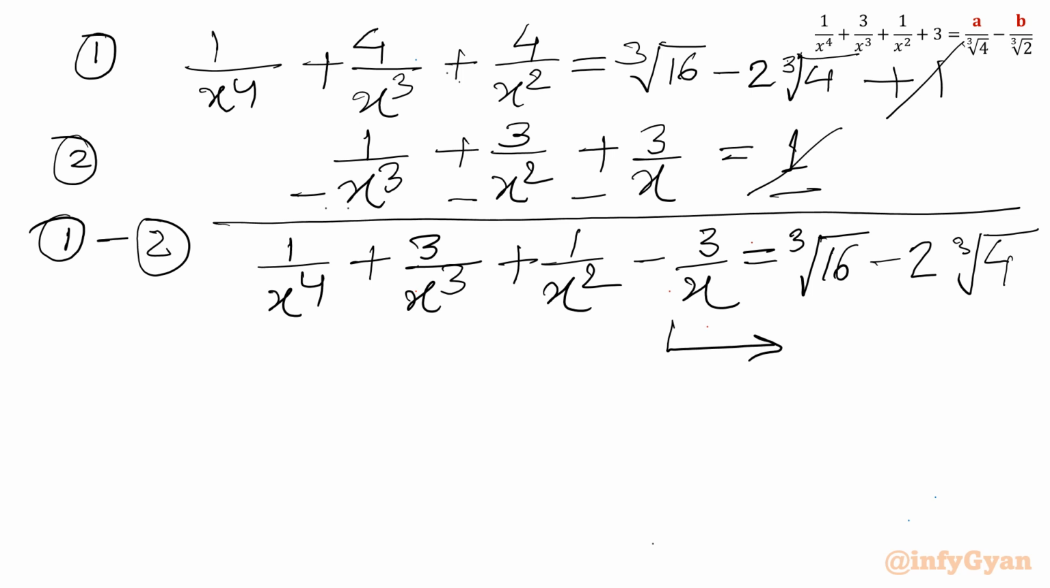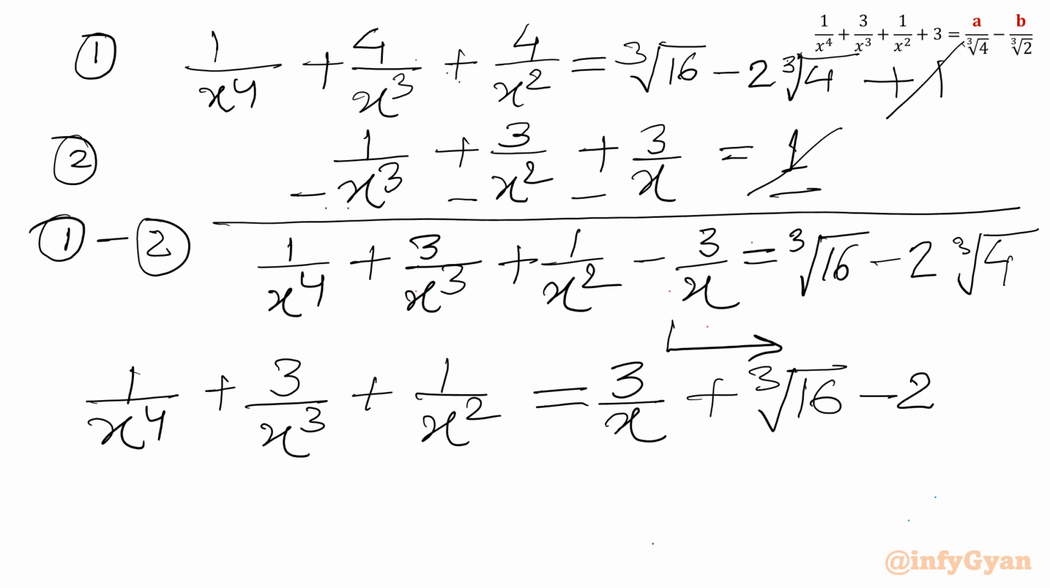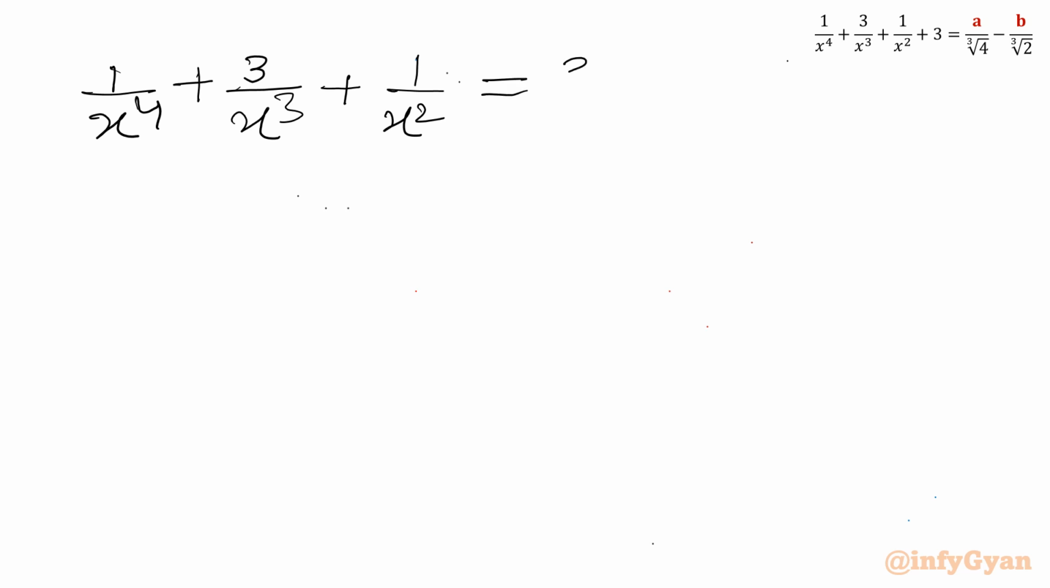Now I will take minus 3 over x to the RHS. So I can write 1 over x power 4 plus 3 over x cube plus 1 over x square equal to 3 over x plus cube root 16 minus 2 times cube root of 4. Let me write this equation here. So I will be writing 1 over x power 4 plus 3 over x cube plus 1 over x square equal to 3 over x plus cube root 16 minus 2 times cube root 4.